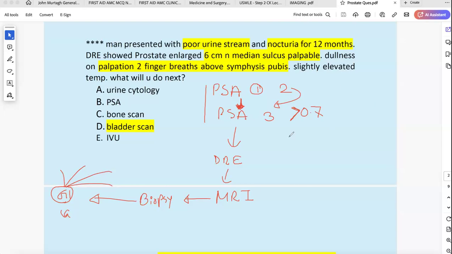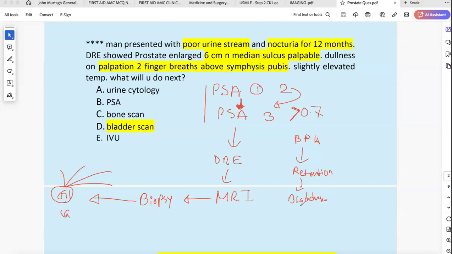The other aspect could be that sometimes with the prostate, they also include retention. So if a patient has features of benign prostatic enlargement, which means they're talking about prostate enlarged, median sulcus palpable, that means they're talking about BPH. They also say that there is dullness on palpation, or you can feel a mass above the pubic symphysis. That mass is the urinary bladder, and most likely they are talking about retention. So when there are features of retention, the next step is a bladder scan.